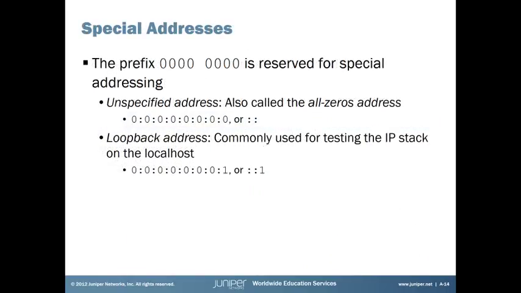Okay, so special addresses. The prefix 000 is reserved for special addressing. The unspecified address, as we're used to in IPv4 where we have all zeros, in IPv6 is just double colon. And the loopback address, commonly used for testing the IP stack on the local host, is just ::1. So that equates to our 127.0.0.1 address in IPv4.